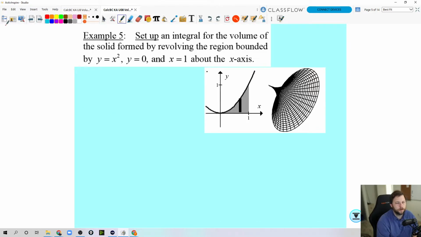So let's take up an example like this one. I want to set up an integral for the volume of the solid formed by revolving the region bounded by y equals x squared, y equals 0, and x equals 1 about the x-axis. Sometimes the challenge is you've got to sketch these out if there's no picture. You've got to find your limits. So here's the picture. This is x squared. This is x equals 1, and y equals 0 would be the x-axis.